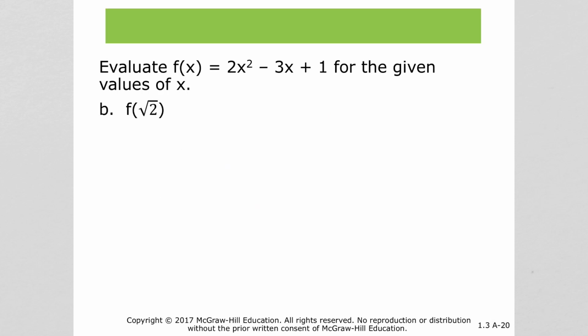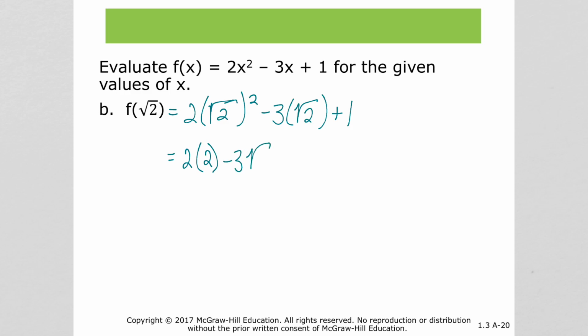So doing a few more of these, same deal. This time we're just plugging in the square root of 2 wherever we see an x. The square root of 2 squared is 2. And 3 times the square root of 2 is just 3 square root of 2. So here you have 4 minus 3 square root of 2 plus 1, which simplifies to be 5 minus 3 square root of 2.